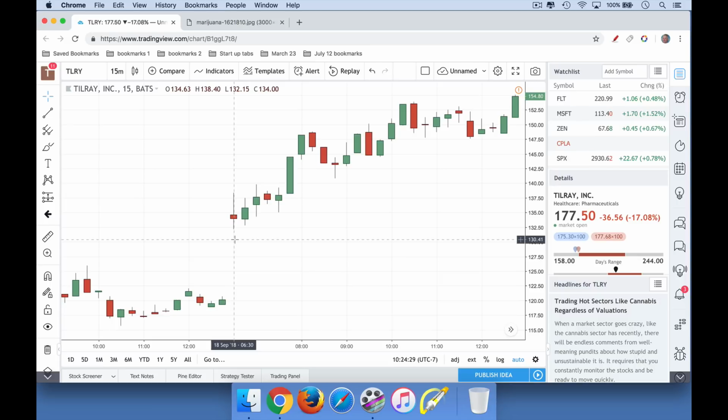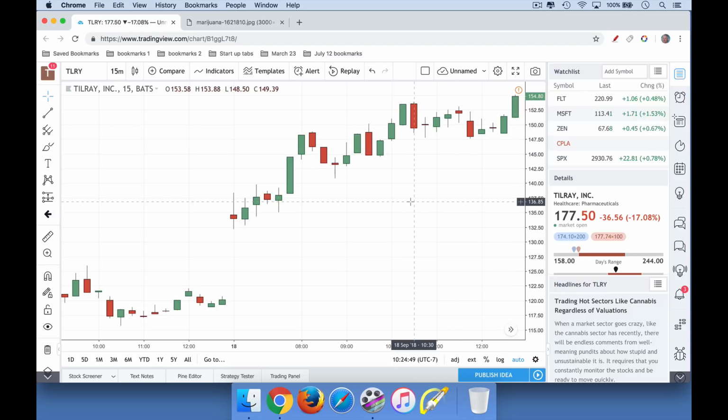So this trade worked quite well on September 18th. We entered at 134, and then you exit at the end of the day. In this case, it closed at the highs of the day, which was 154.80. So we captured about 20 points, which is pretty amazing.